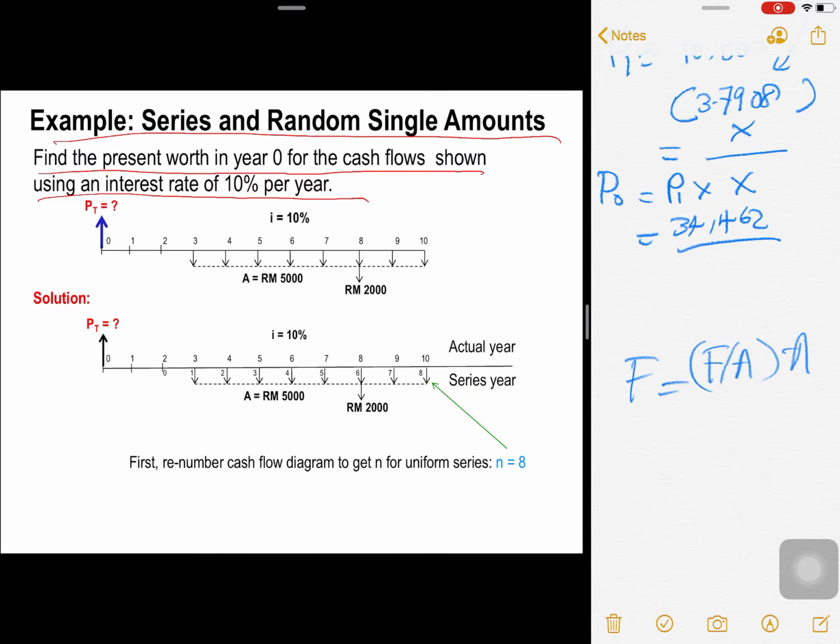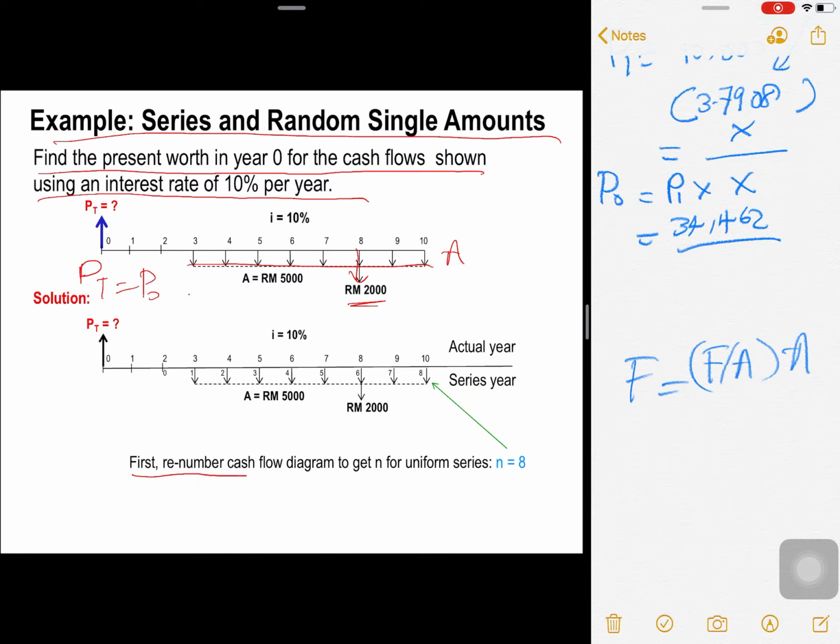Okay, so what do we have here? We have 2 sets of series. The first series is an A series. Another series is a single amount. So the A value is 5,000 ringgit, and the single amount value is 2,000 ringgit. So what do we want here? We want to find the P total at P naught. So how do we solve for this?